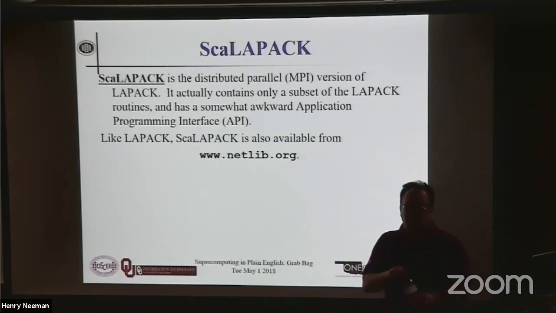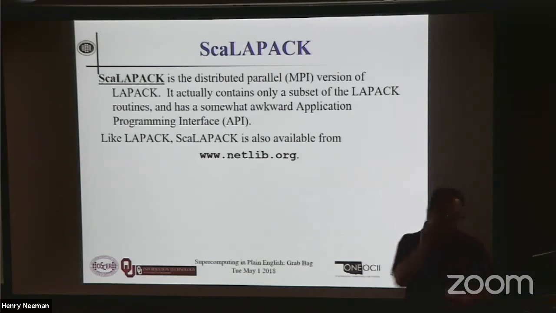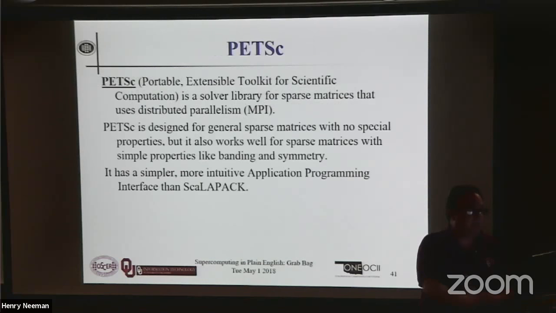It's much more confusing to use and takes a lot more experience to use well. You have to spend a lot more time learning how to use it than you do with LAPACK. But there's payoff on the back end of that.